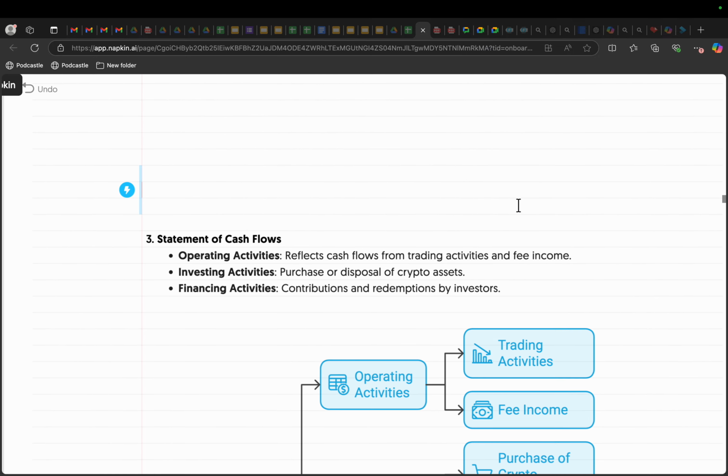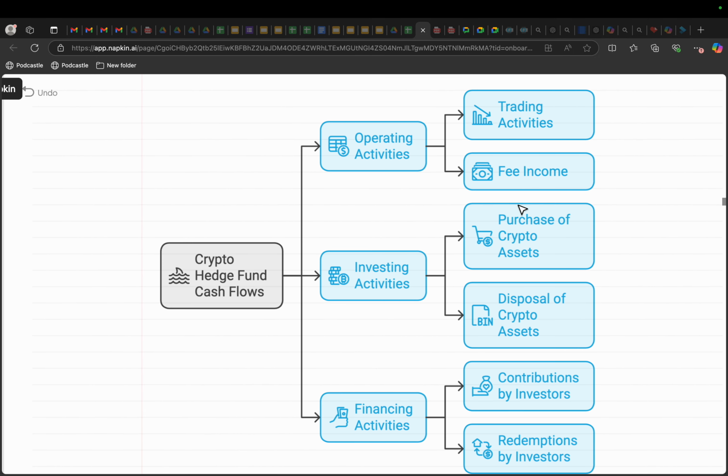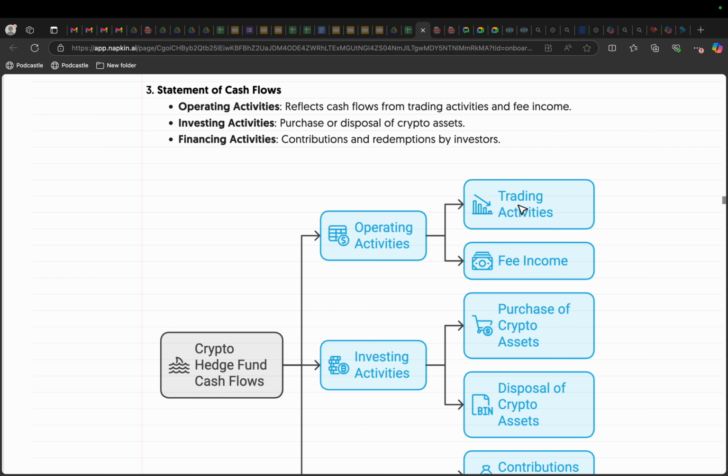Okay. So apart from that, crypto hedge funds also prepare a cash flow statement. If I talk about the cash flow statement, you can see three big categorizations. One is operating activities, which reflect the cash flow from trading activities and fee income. Then investing activities, purchase or disposal of crypto assets. Financing activities, which are contributions and redemptions by investors.